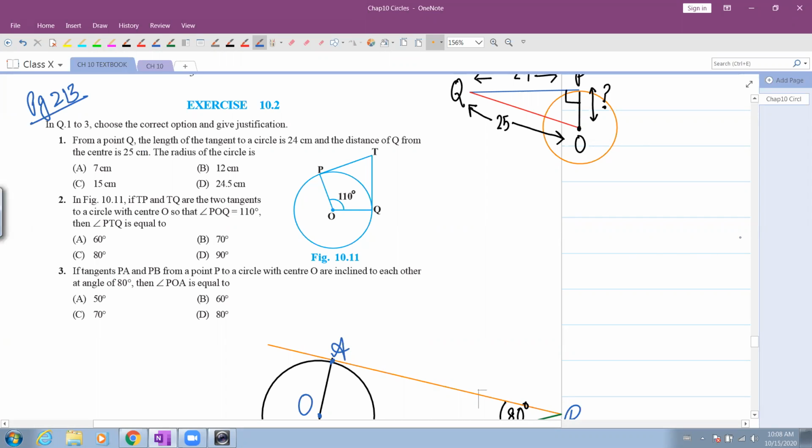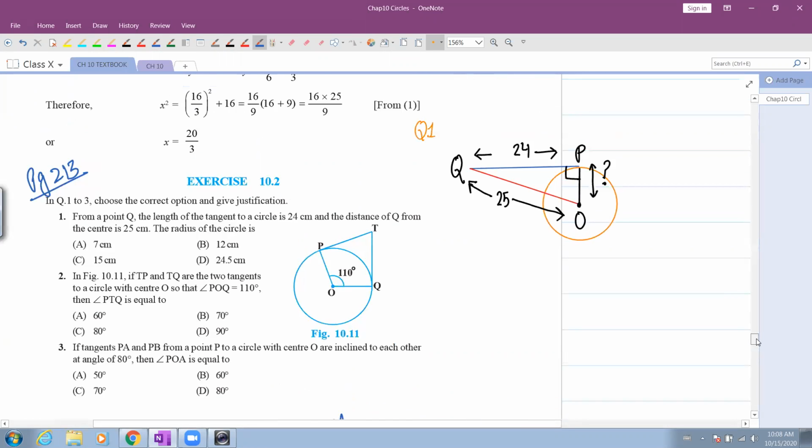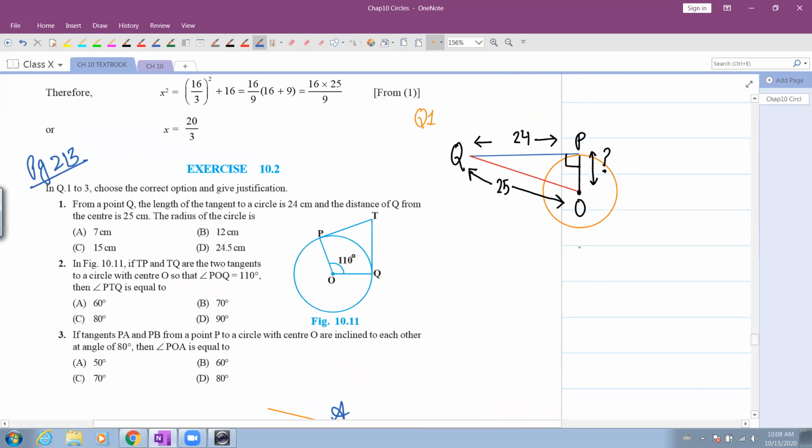I have drawn the figure here. The figure is not given, so I have drawn the figure for this. So I have a circle with center O. The tangent is PQ, as you can see. The length of the tangent is 24. That's given to you here. The distance of point Q from the center is 25 centimeters. You need to find out the radius.